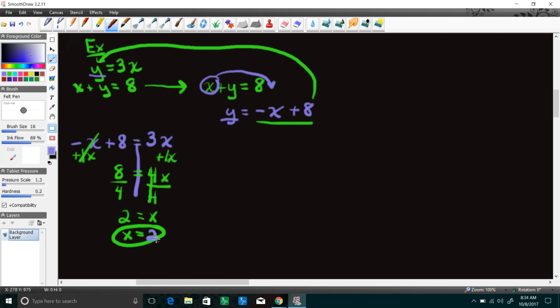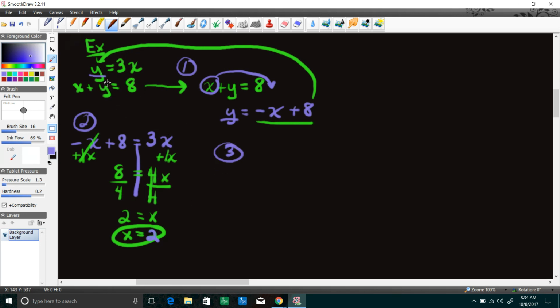So now that I have one of the answers, I can find the other solution. So we're on step number 3 at this point. So this was step number 1. This was step number 2. And step number 3 will be finding the other variable. So in this case, y.